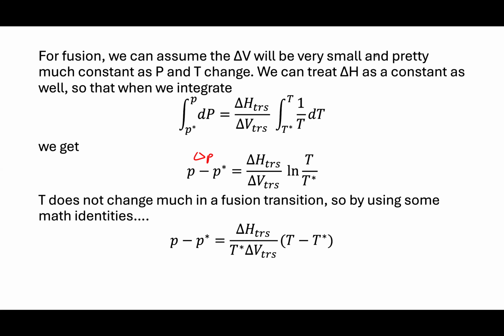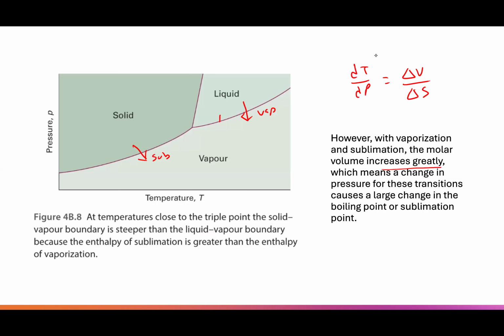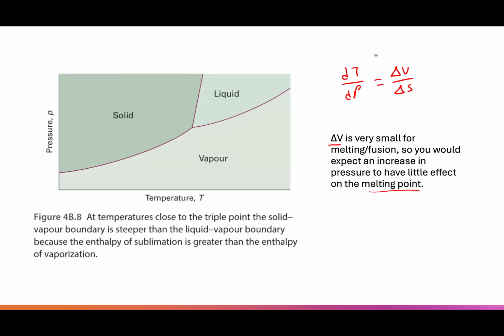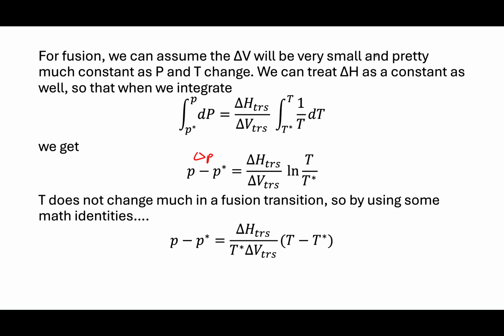And so we're just going to have the integral from T1 to T2 basically of 1 over T, which is the natural log of T over T naught, or T2 over T1, however you want to say it, right? Now, T doesn't change very much in a fusion transition because we just saw that, right? We saw in fusion that as we increase the pressure, the temperature doesn't change very much. All right, so the book does a little bit of extra math, using identities and all those other things to change this equation into this one. Something a little bit easier, right?